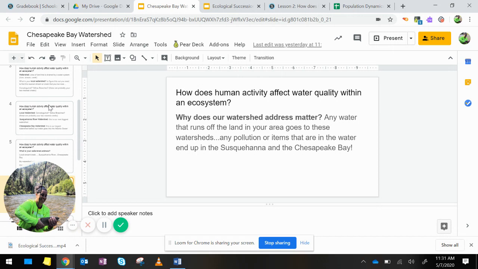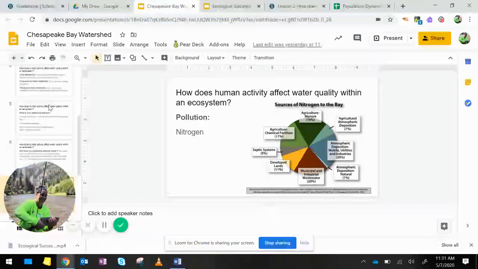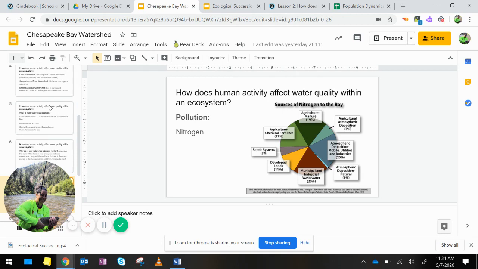So if you spray fertilizers, if you spray pesticides, if you wash your car, if your car is dripping oil, if you're giving the dog a bath, all of those things, or dog waste, all of those things would end up getting into the water, and that goes into your local watershed, then it goes into the Susquehanna, then it goes into the Chesapeake Bay. So this is all dealing with how human activity affects water quality within our ecosystem.